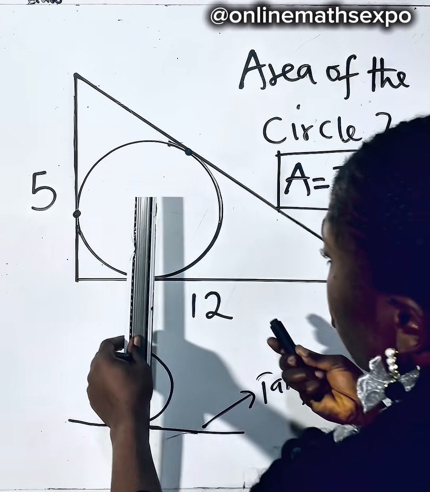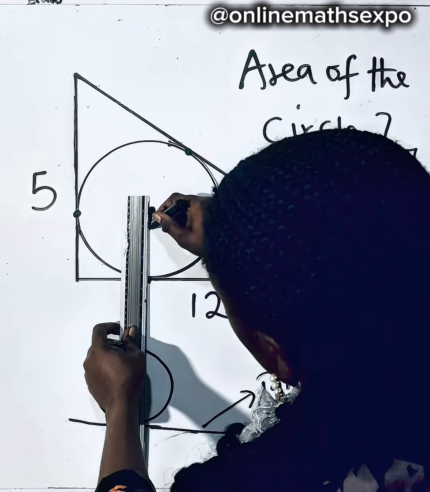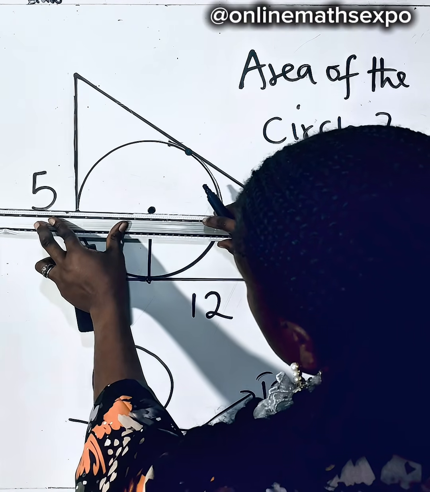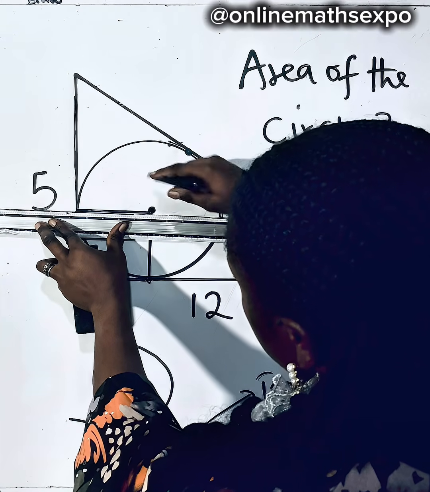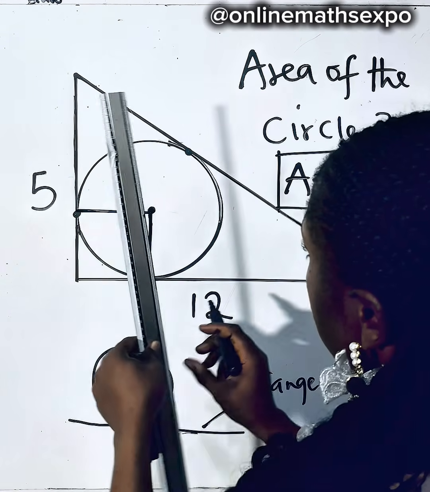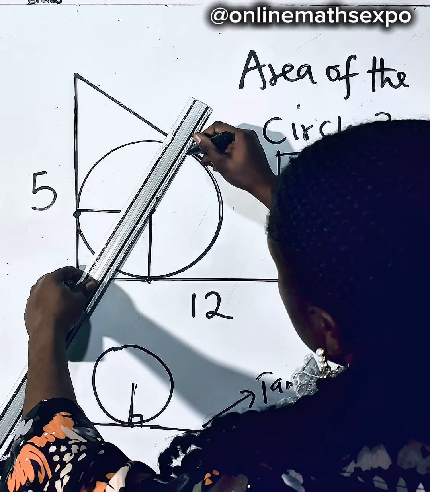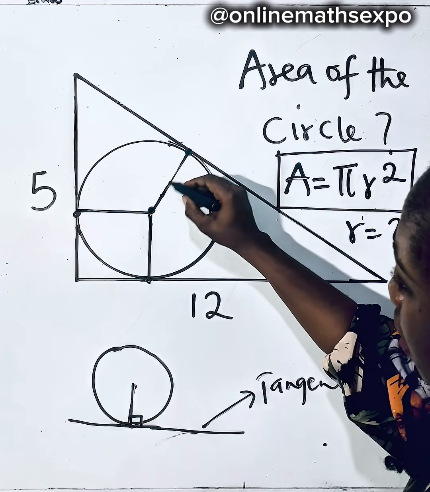Let's do it gradually. So we join from here to touch this. You also join this. So this is what we have. Now we also join this. So what should we do next?